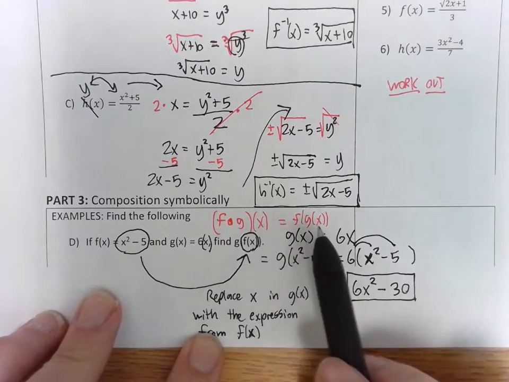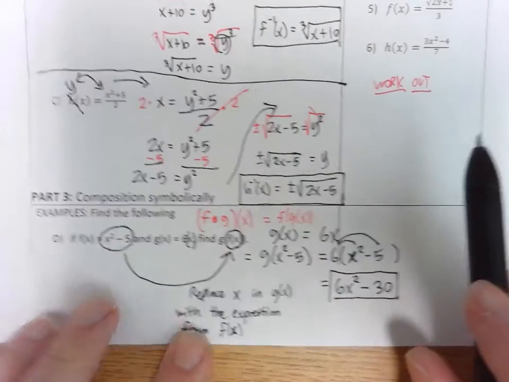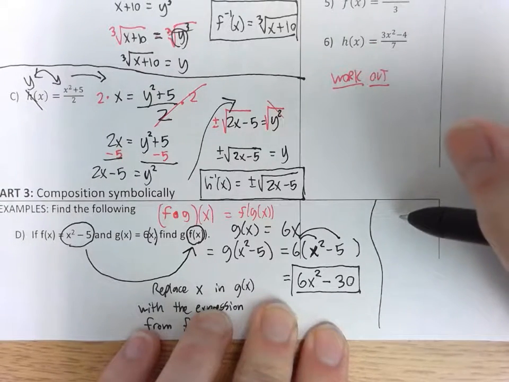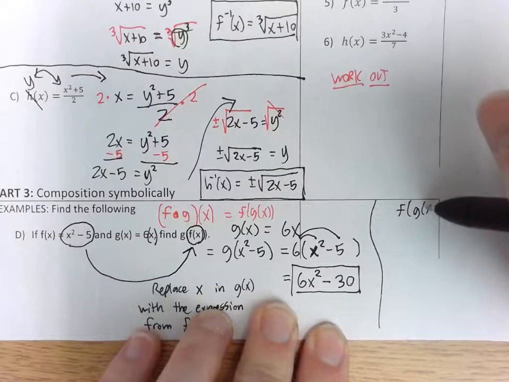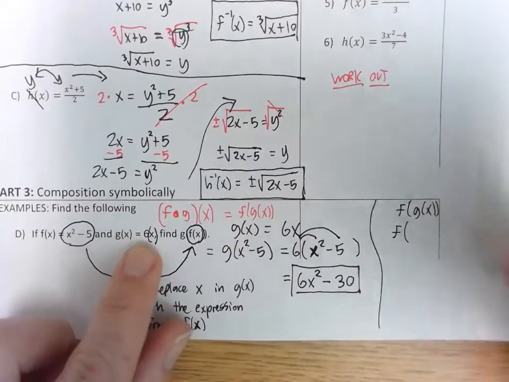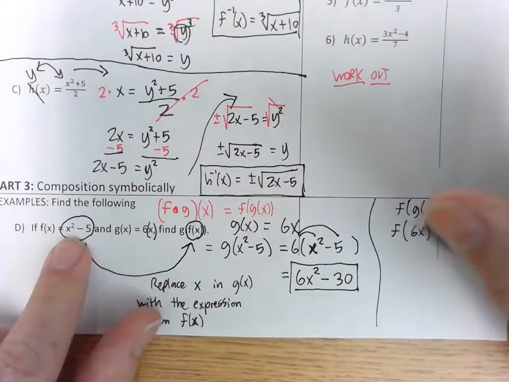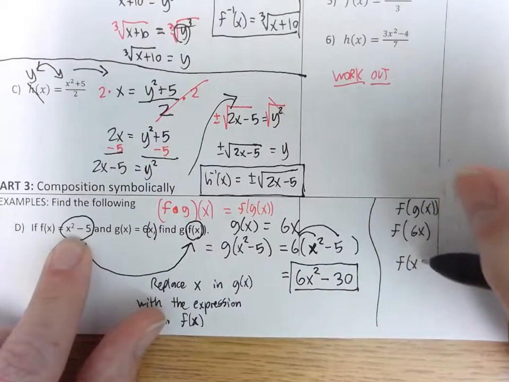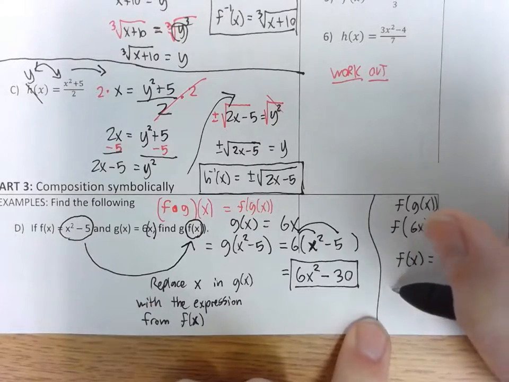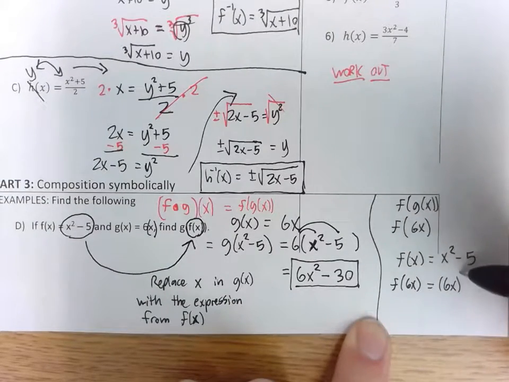And if you work backwards, then the 6x would get plugged in for the x. Hey, let me do that one real quick so you can see the difference. You can put that over here if you want. So if I wanted to do f of g of x, then since g of x is 6x, and since f of x is x squared minus 5, then f of 6x equals 6x squared minus 5.